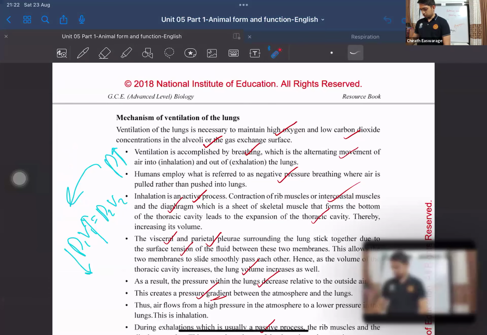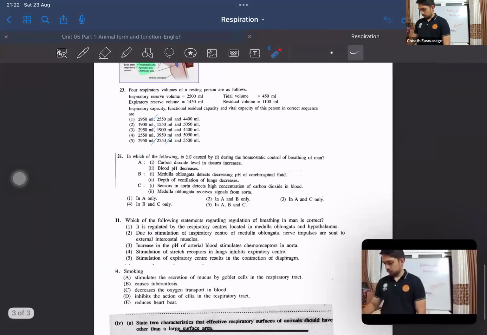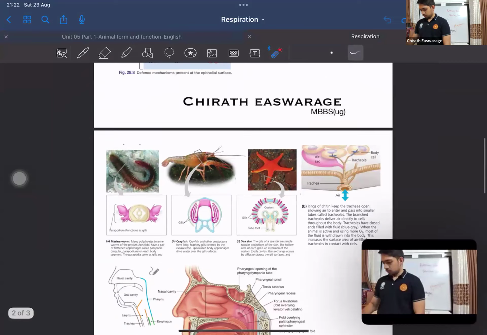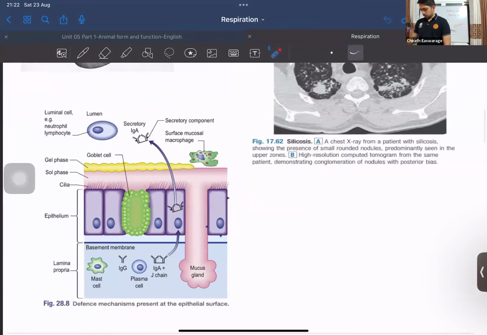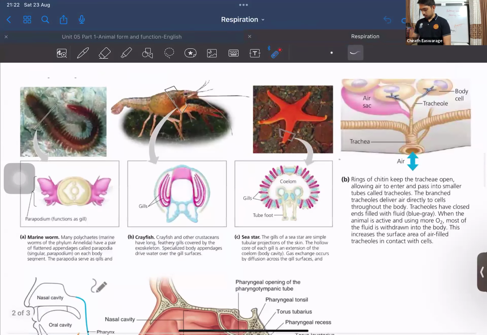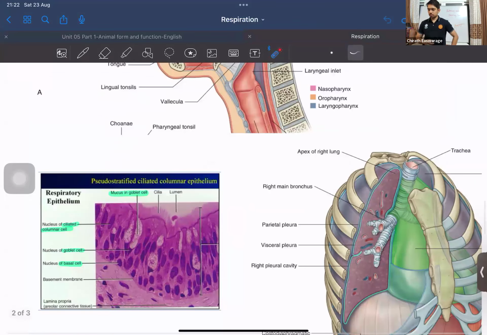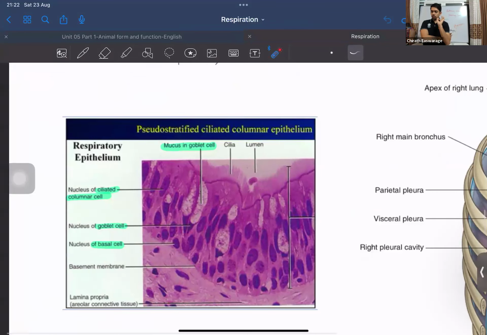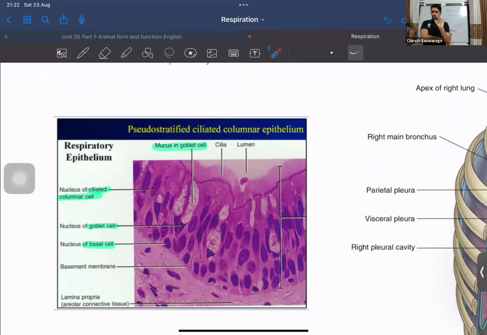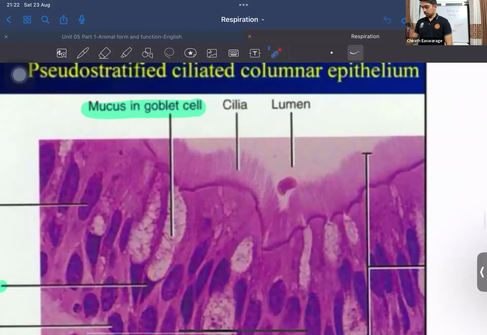So I want to show you this. No, before that, this is the real one, right? What is the epithelium? You have to remember what the respiratory epithelium is everywhere except in the alveoli. Pseudostratified, ciliated, columnar epithelium is the epithelium you have, right? You can see the cilia, right? Can you see the cilia?